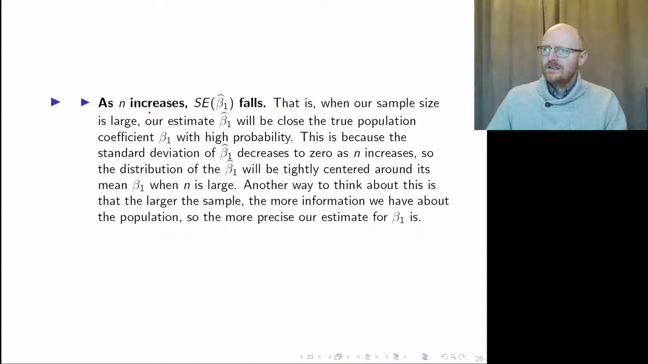Another thing is that as n increases, which means that if you have more data, then the standard error of the slope falls, which means that the more data you have, the more certain you are on where the true slope parameter is.